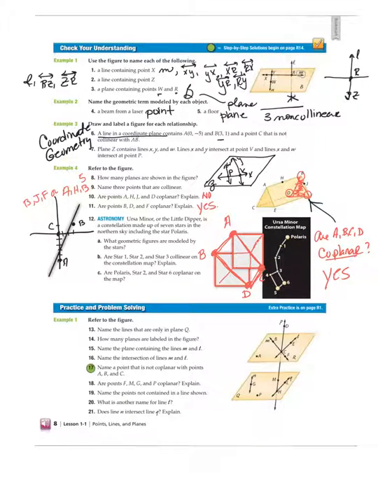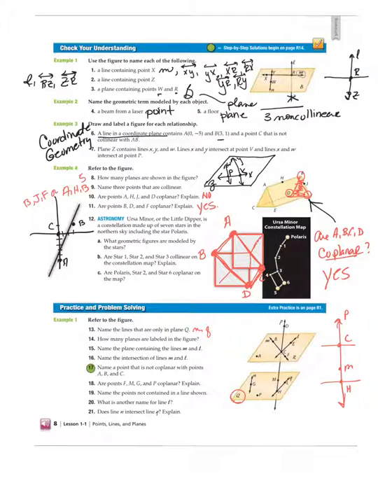Name the lines that are only in plane Q. Well, here's plane Q. The lines that are only in plane Q would be line N and line Q, little q, because P goes all the way through both. Let's give another side view here. If we're looking at a side view, here's P. It is going through here at C and here at H. And it looks like that M is up here somewhere.